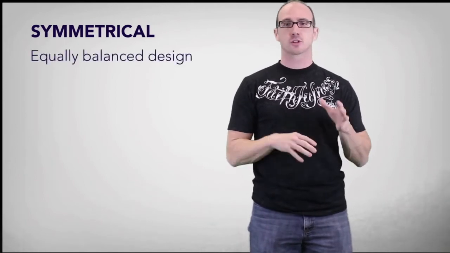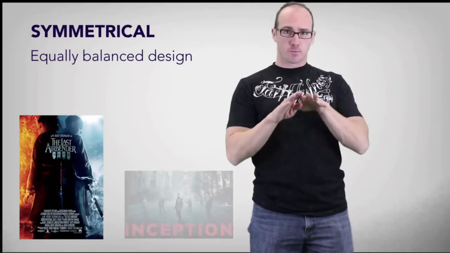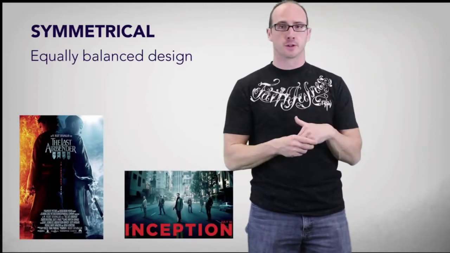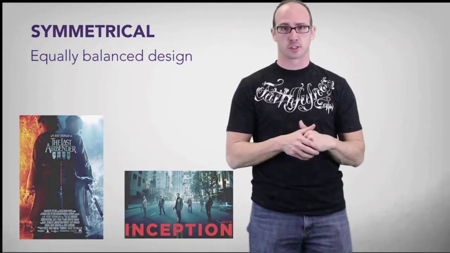The first is symmetrical balance, and that's where everything is equally distributed. It looks the same on both sides. If you were to fold the design in half vertically, both sides would look the same, be a mirror image. And the same would be true horizontally if that's the way you're going with your symmetrical design.